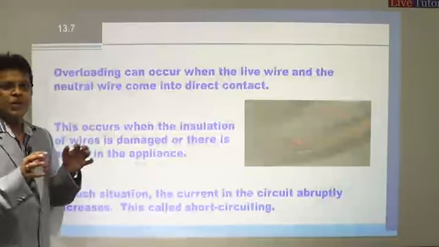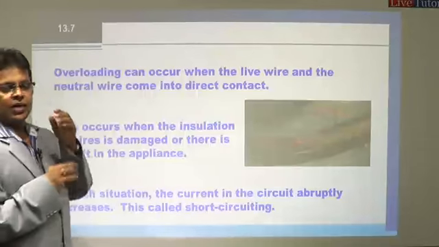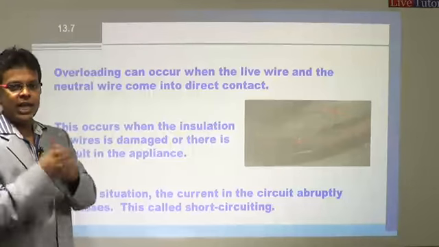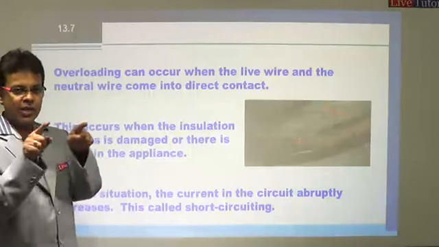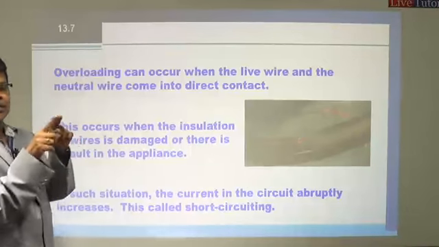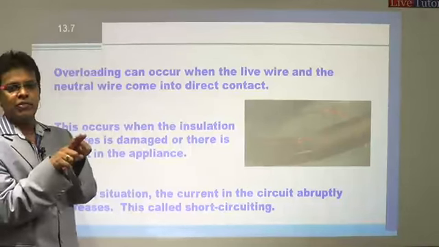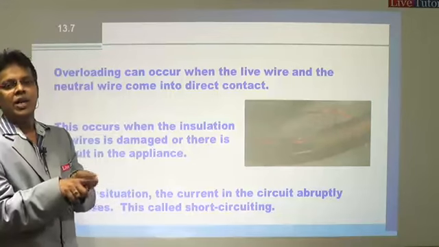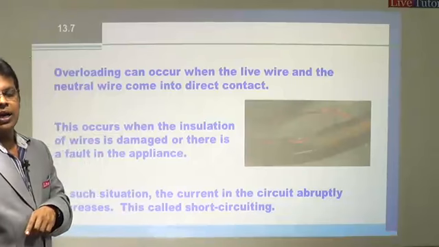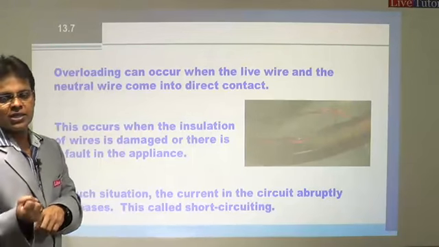Right? Now, what is overloading? You asked me. Let us see what is overloading. This overloading will occur when the live wire and the neutral wire come into direct contact. We have seen that red wire and black wire, isn't it? Sometimes they may get damaged due to different reasons, like Joule's heating effect, or when you are using an appliance which draws more current, right?